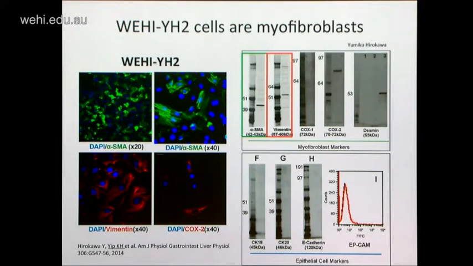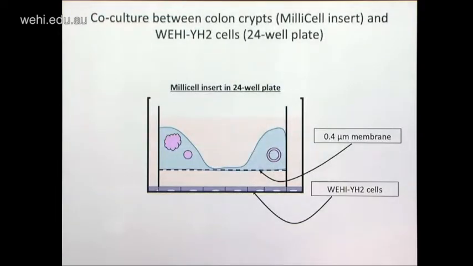And now we have a myofibroblast and colon crypt. So we co-culture these two together using a transwell setup. The WEHI cells were placed as a monolayer at the bottom of a 24-well plate, and then we embed the colon crypt in mixed gel and put it in a mini cell insert with a 0.4 micron membrane, which allows the medium exchange between these two chambers.